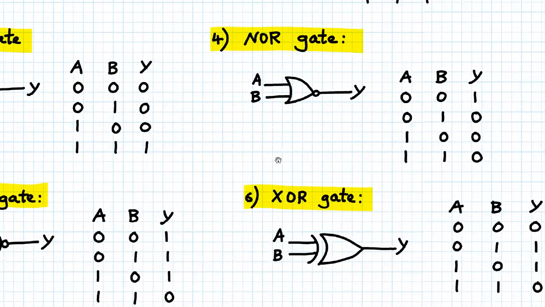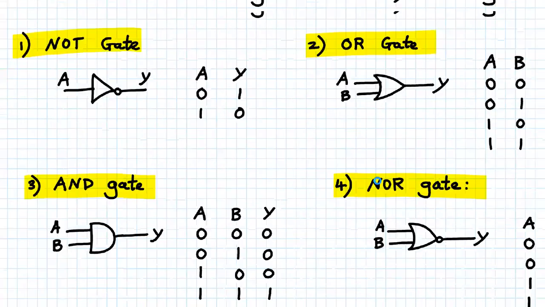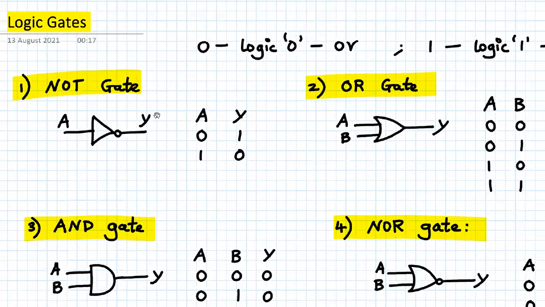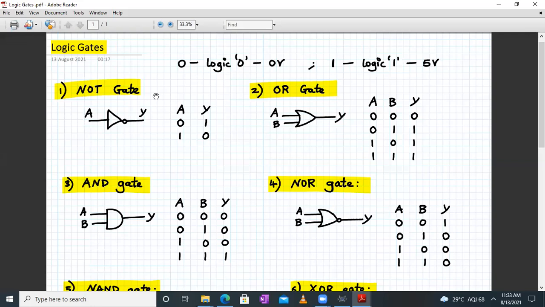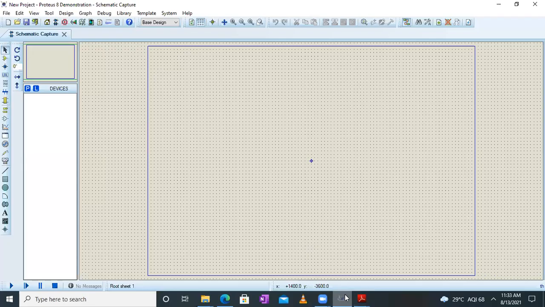And lastly, we will also see the simulation of a XOR gate, wherein whenever the inputs A and B are same, either 0, 0 or 1, 1, the output is logic 0. And whenever the inputs are 0, 1 or 1, 0, the output will be 1. So these are the various truth tables which we have to verify in Proteus. So let us begin. Let us start with our very first, a NOT gate. Fine. So let's go to the Proteus.